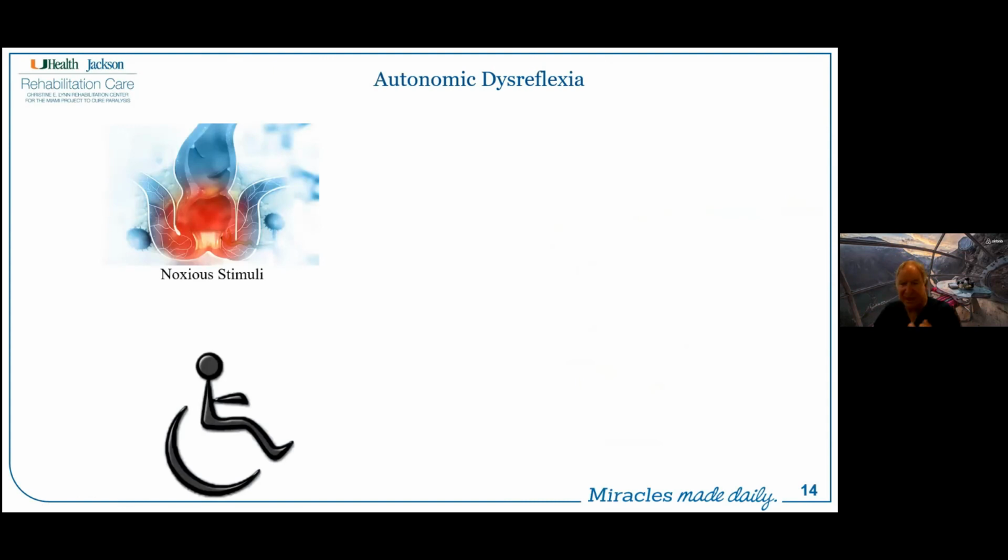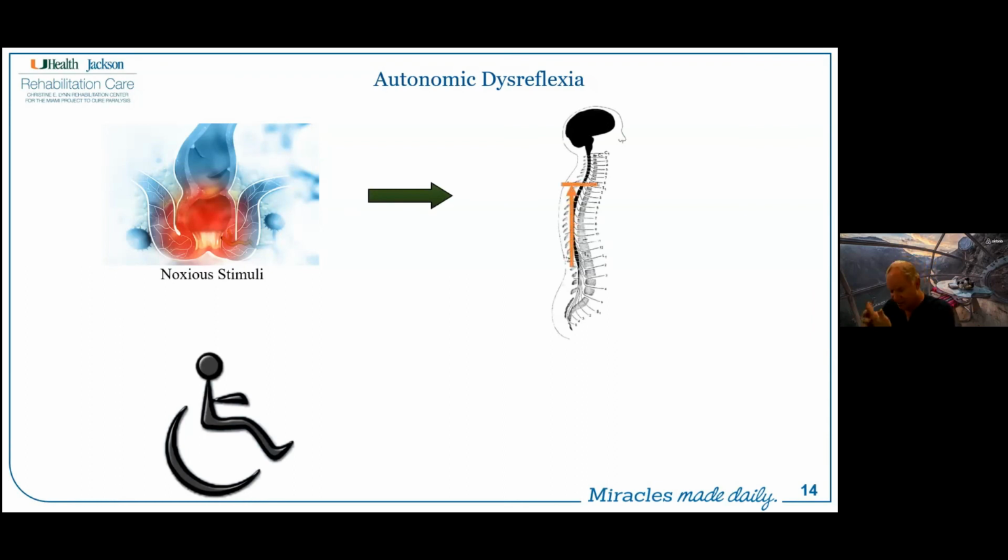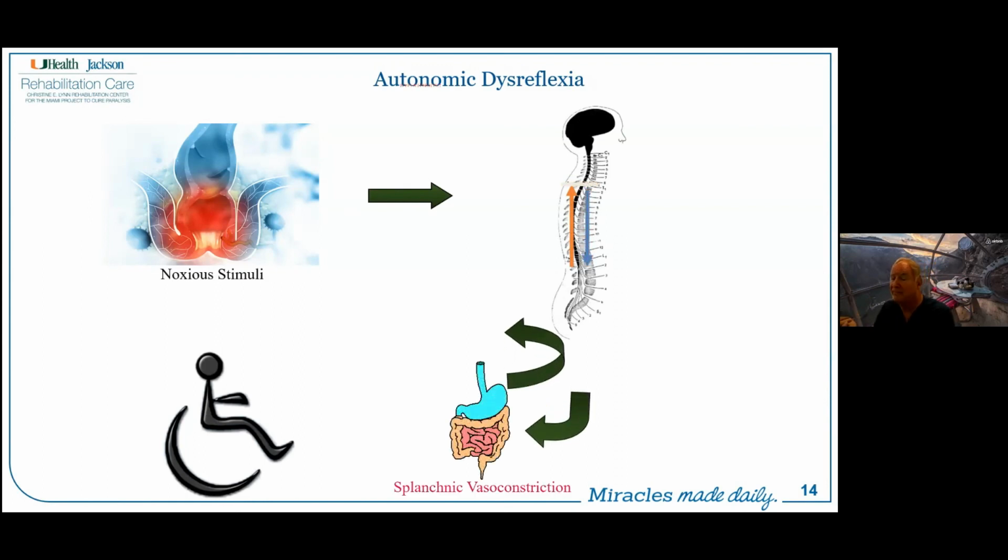So as we're talking about bowel, recognize that anything painful or noxious within the bowel is going to send afferent information up the cord where it's going to be blocked at the level of the spinal cord injury. You get this reflex sympathetic outflow and subsequent splanchnic vasoconstriction leading to a hypertensive crisis.